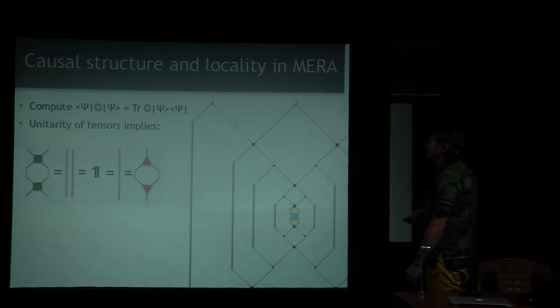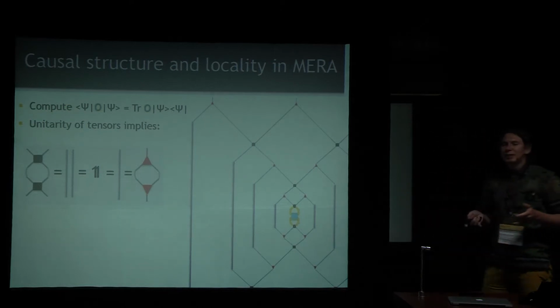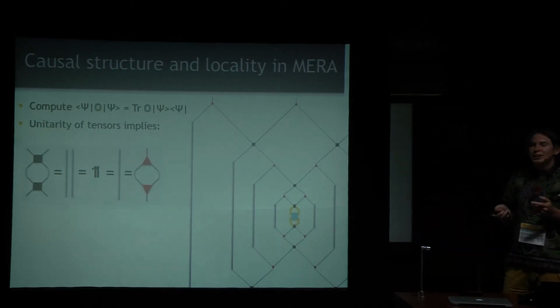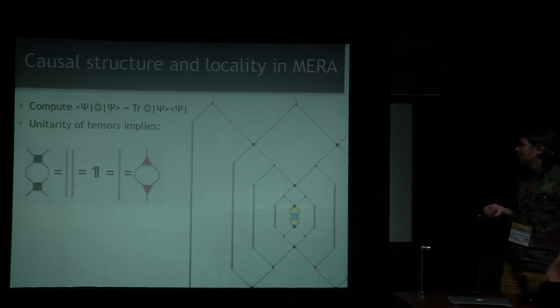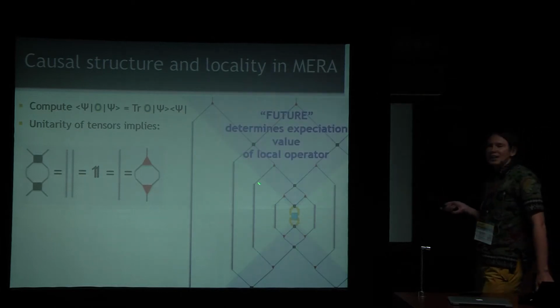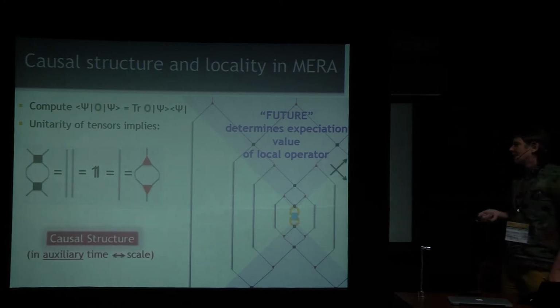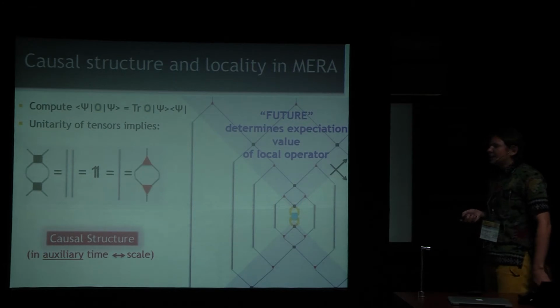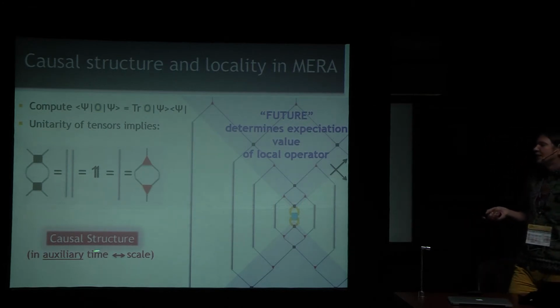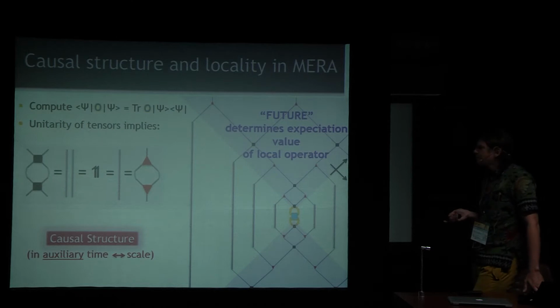So the conclusion is that this expectation value only depends on a narrow subset of all tensors which enter this tensor network, and we will call this region the future of the insertion point of our operator. It's in this sense that MERA has a causal structure, and I should stress here that this is a causal structure in auxiliary time. So this is not the physical time of the 1 + 1 dimensional field theory, it's an auxiliary time which obviously corresponds to scale.